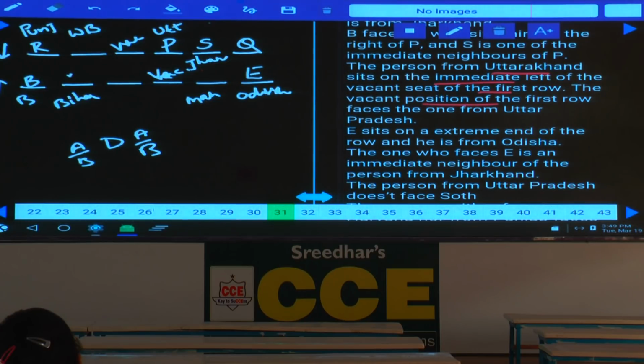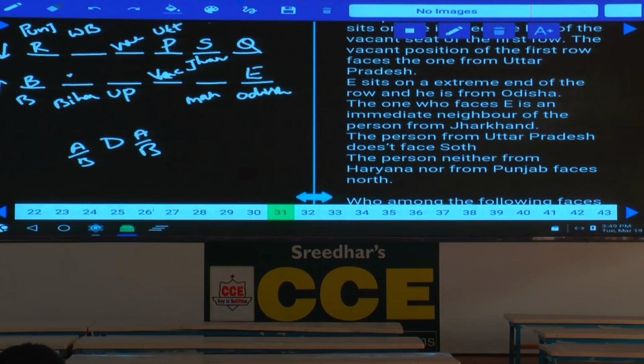The vacant position of the first row faces the one from Uttar Pradesh. Vacant seat of the first row faces Uttar Pradesh, and Uttar Pradesh must be at this place. And E sits on one of the extreme ends, and he is from Odisha. We have started this information here. And next one, the one who faces E is an immediate neighbor of the person from Jharkhand.